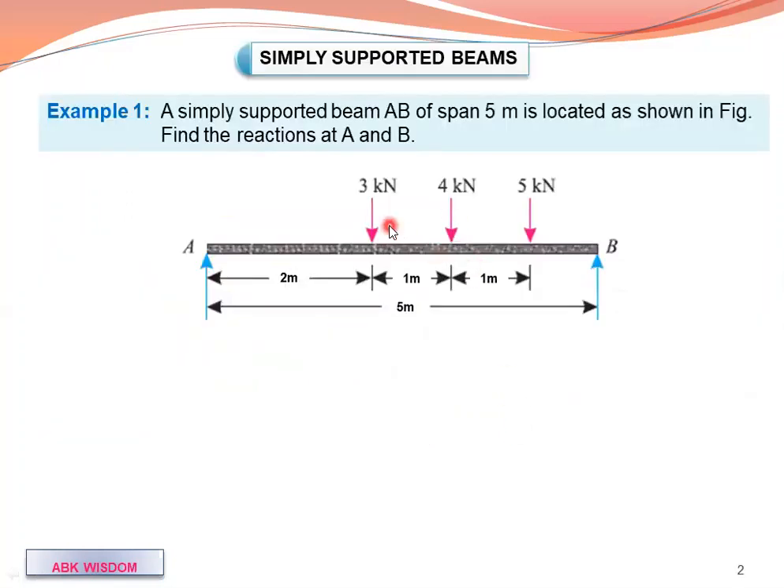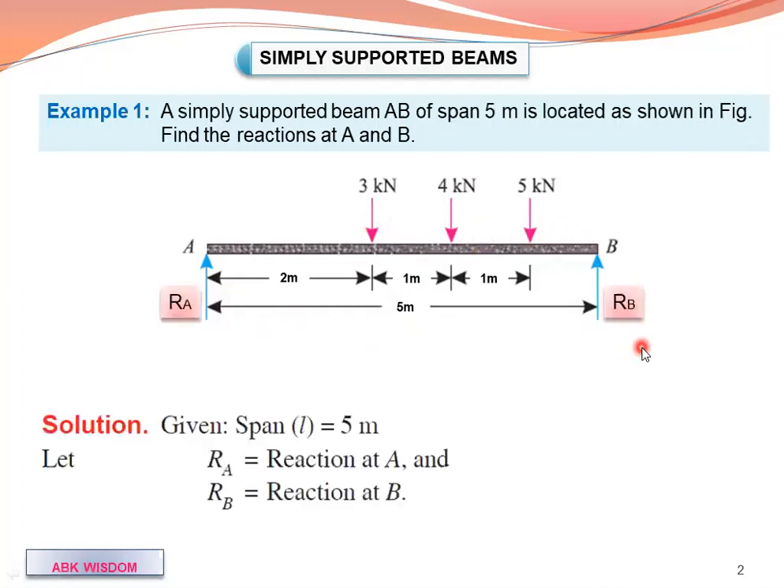Now, let us see an example on simply supported beam. A simply supported beam AB of span 5 meter is loaded as shown in figure, and find the reactions at A and B. Now we need to find what is the support reactions which are exhibited by the support A and B due to the loads which are as shown in the figure.